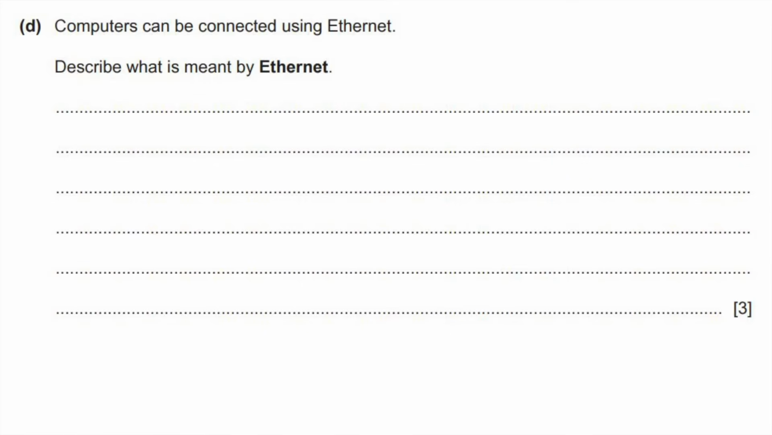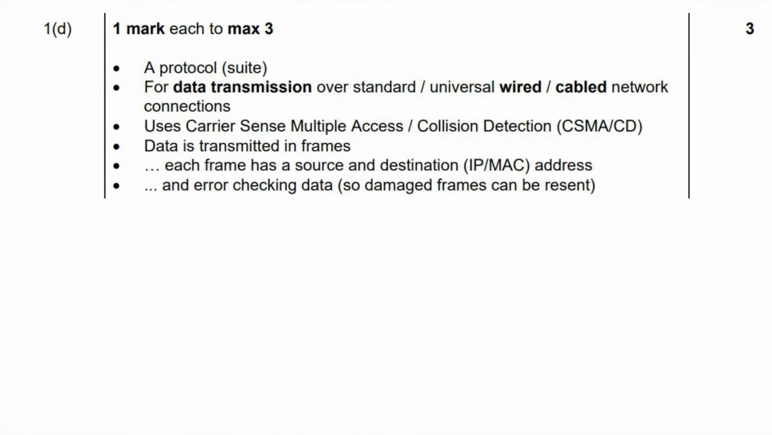Now we have an A-level question. Computers can be connected using Ethernet. Describe what is meant by Ethernet. And right here we have a few characteristics. So Ethernet, first of all, and most importantly, is a protocol. It's for data transmission through wired or cable network connections. It uses CSMA/CD. Did I keep saying CDMA? I don't know why I said CDMA, but it's CSMA/CD. Data transmission is done in terms of frames, and we have different characteristics of frames. From these, you only really needed 3, so just know 3 of these.